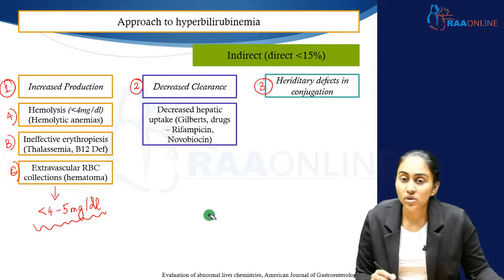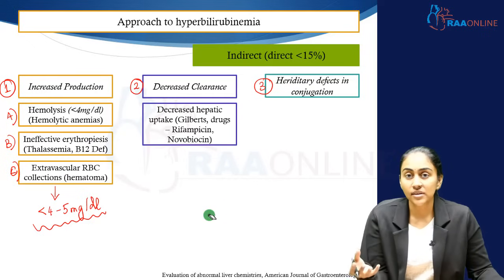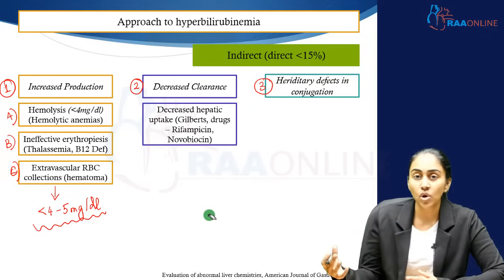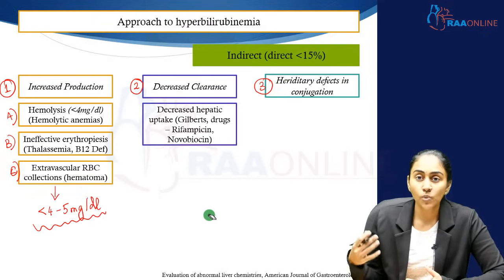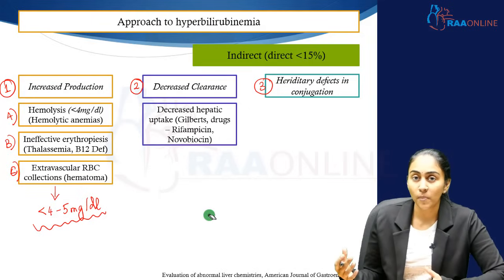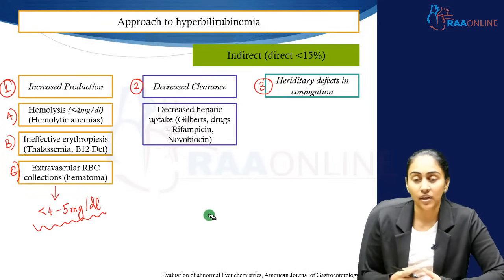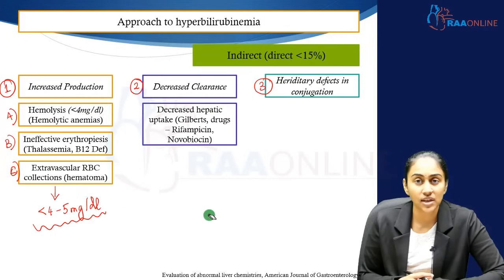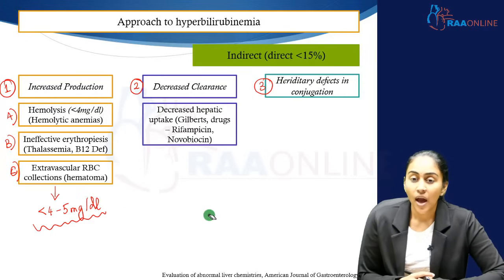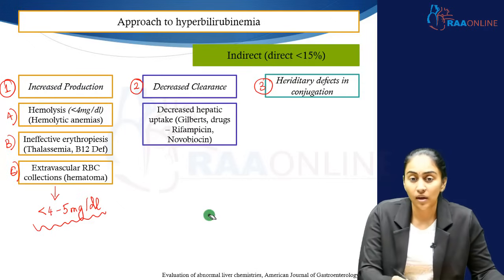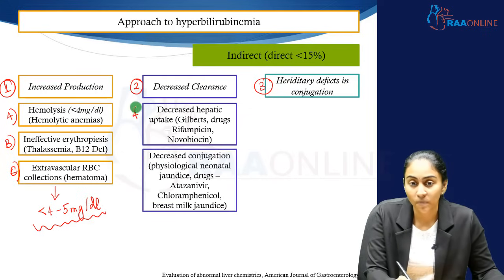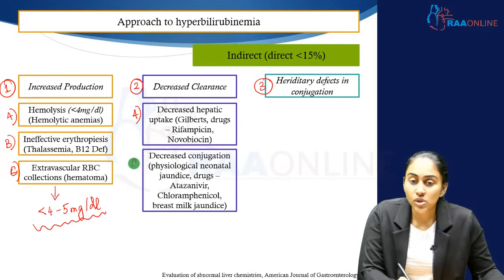Now, what are the causes of decreased clearance? Decreased clearance is basically decreased clearance of the unconjugated bilirubin from the blood. So, what does that mean? That means there is a problem in the hepatic uptake. This can happen with certain drugs like rifampicin or novobiocin, and it has also been seen in patients with Gilbert syndrome. Or there can be decreased conjugation.